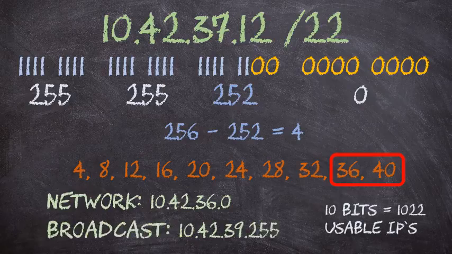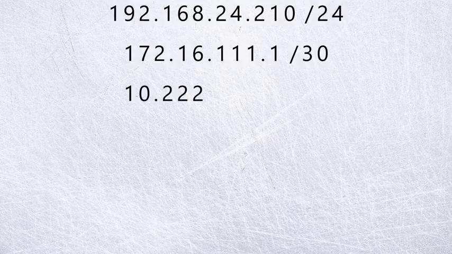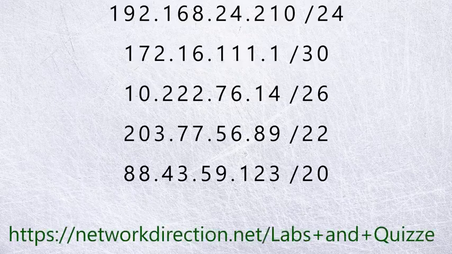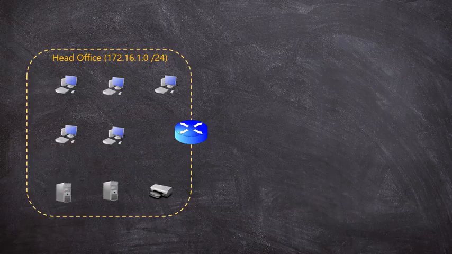We know there are 10 host bits. That gives us 1024 IP addresses. Subtract our 2 special addresses and we have 1022 usable IPs on this network. Now that is a lot to take in. Go over it a few times and practice. In fact, try a few right now. See if you can work out the network address, the broadcast address, and the number of usable IPs for these networks here.